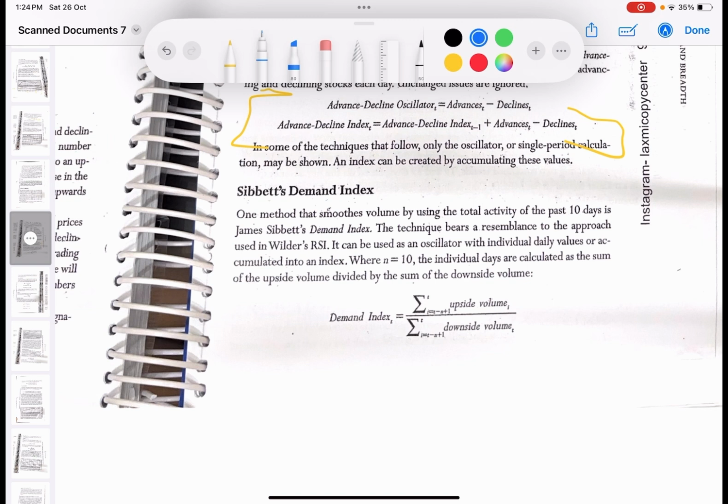When you're talking about the oscillator, it is just advances minus declines. When you are talking about the index, you are going to first take the index of yesterday, then add the advances of today and remove the declines of today.